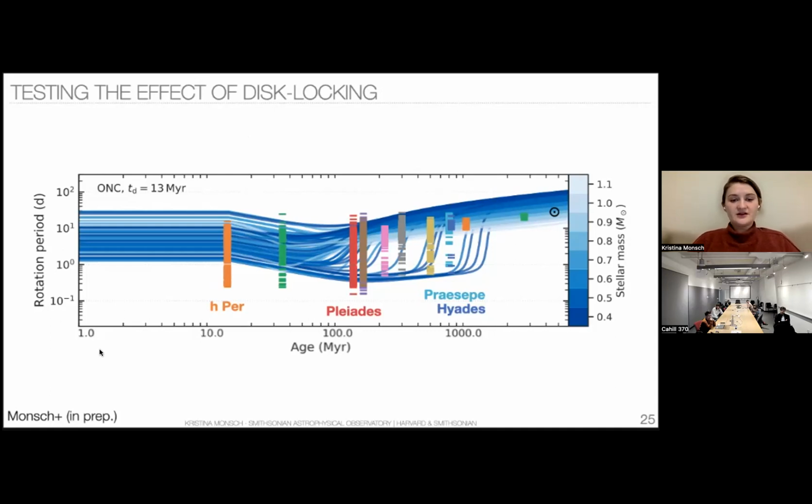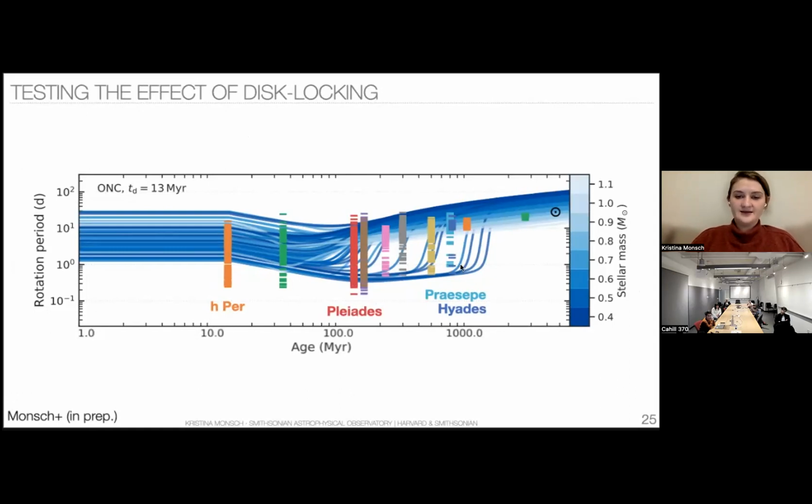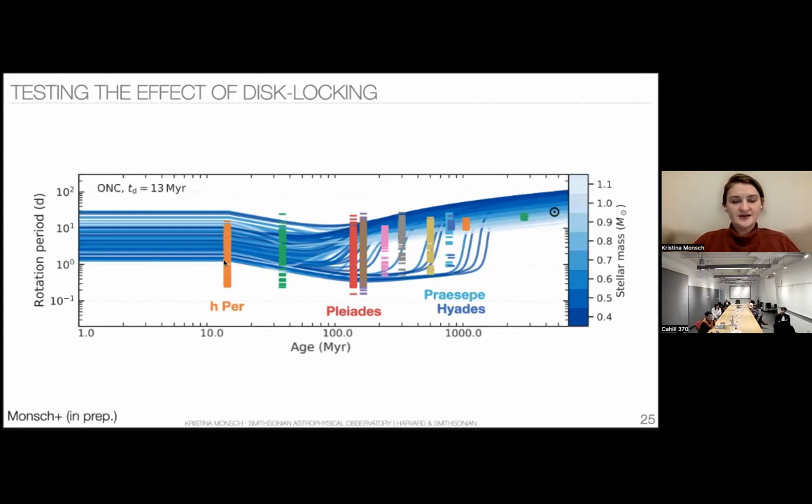So this is again rotation period as a function of age, and the different colors of the blue lines correspond to different stellar masses, because I'm trying to model the entire population in the ONC. These vertical lines show the rotation period distributions of selected open clusters. Orange is, for example, h Per, then red is Pleiades, and we have Praesepe and Hyades in here as well. If we assume a constant disk lifetime, which was here 13 million years, the same age as h Per, we see that we cannot reproduce the entire range of rotation periods that is observed in h Per.